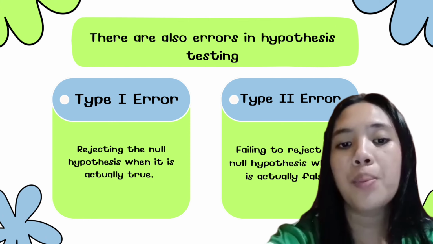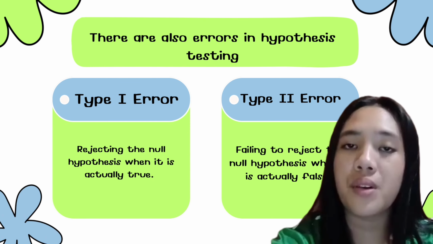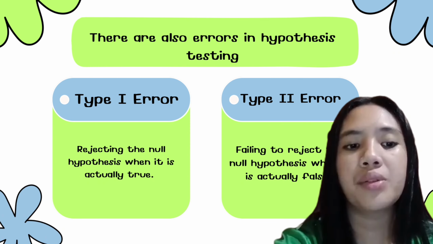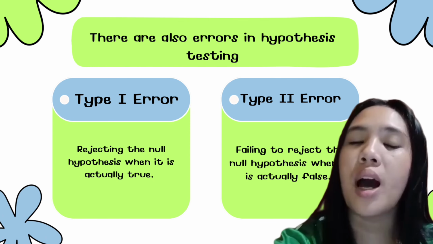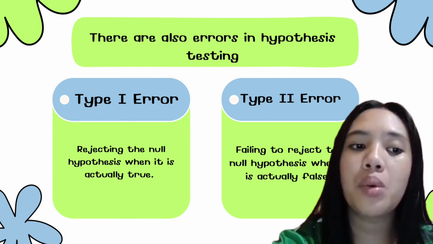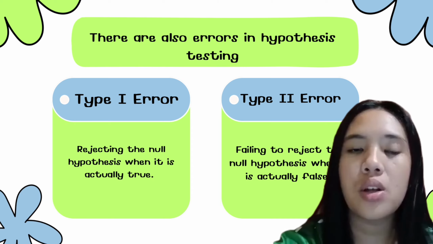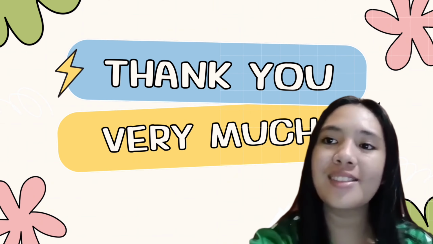though the approach and data collection method may differ. Quantitative research often uses statistical methods to test hypotheses, while qualitative research may rely more on interpretation and observation. And that's it. Thank you.